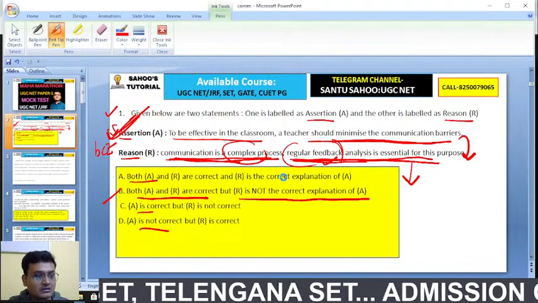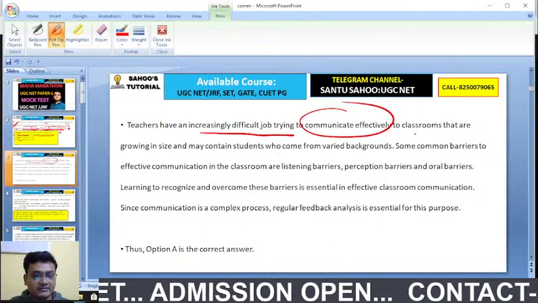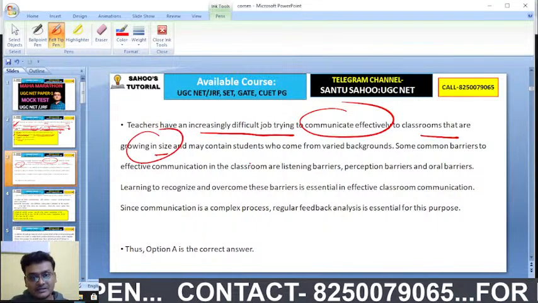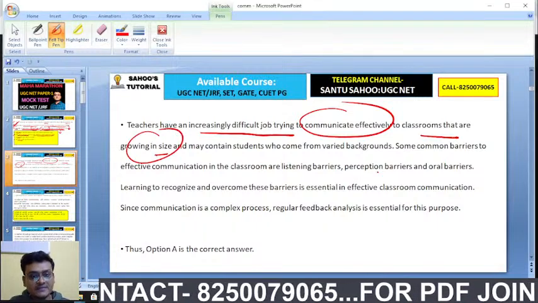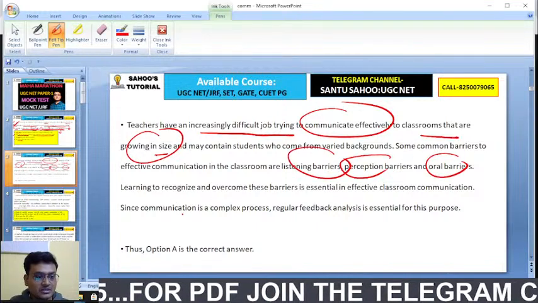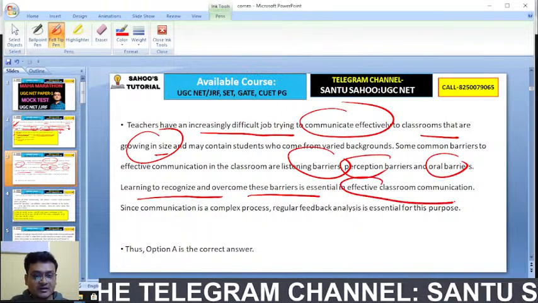Got it? Let's go. Teachers have an increasingly difficult job trying to communicate effectively to a classroom of growing size. So there are different types of barriers: perception barriers, oral barriers, listening barriers. Learning to recognize and overcome these barriers is essential for effective classroom communication.